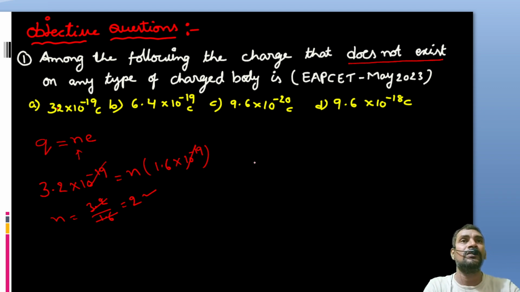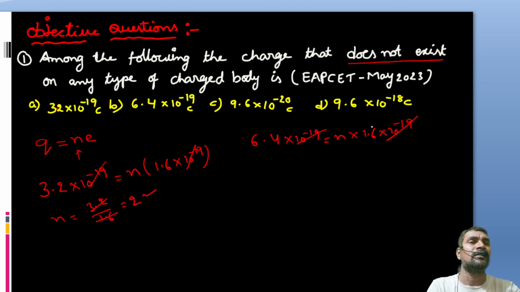Okay, so now we'll check option B. Option B is given 6.4 into 10 to the power of minus 19 is equal to N into 1.6 into 10 to the power of minus 19. So this 10 to the power of minus 19 cancels. 1.6 fours are 6.4, so N is equal to 4. This is also an integer. Now we'll see option C.